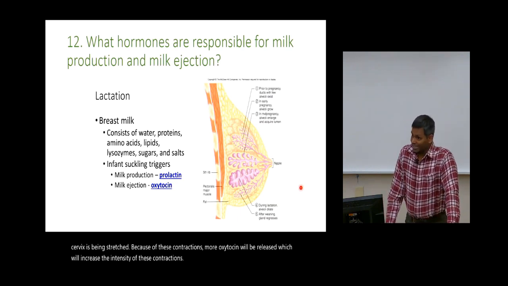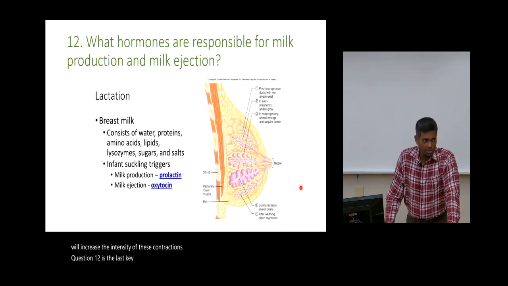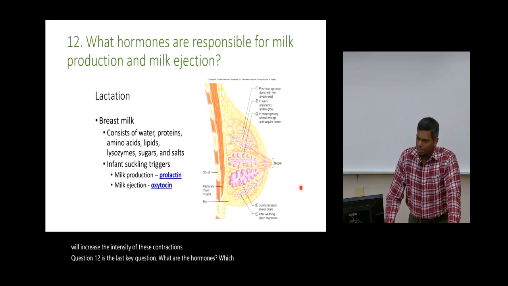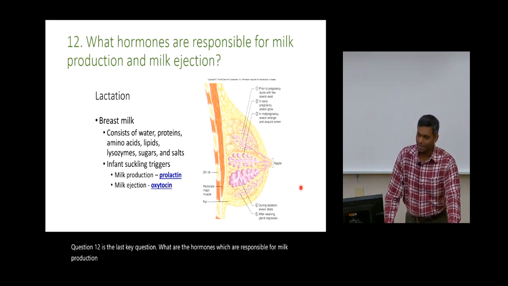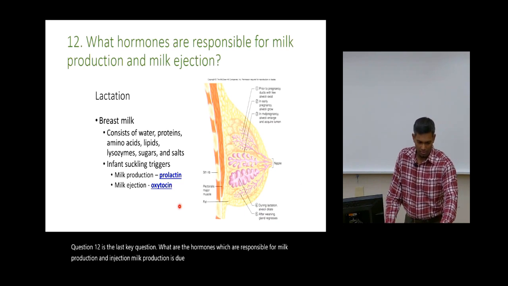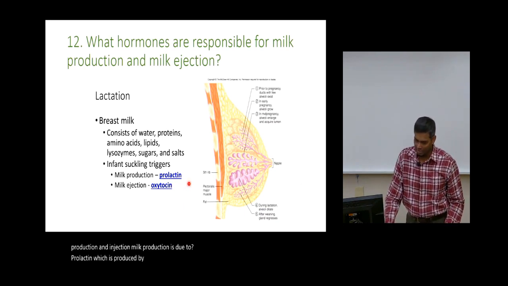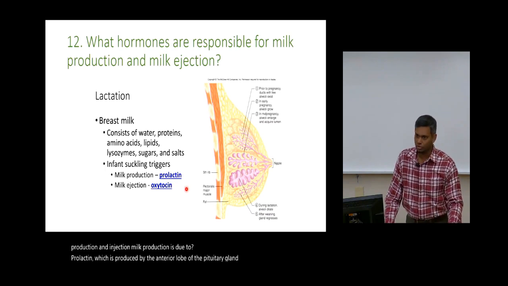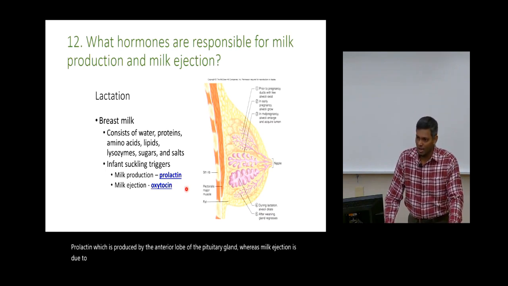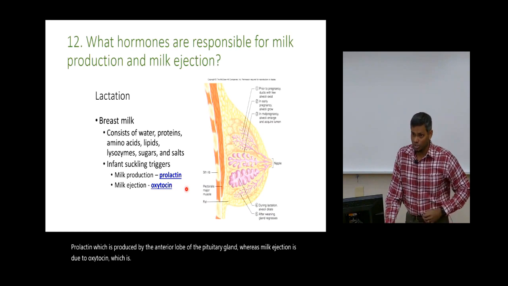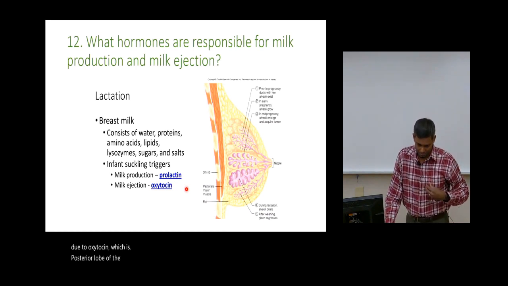Question 12, this is the last key question. What are the hormones which are responsible for milk production and ejection? Milk production is due to prolactin, which is produced by the anterior lobe of the pituitary gland, whereas milk ejection is due to oxytocin, which is released by the posterior lobe of the pituitary gland.